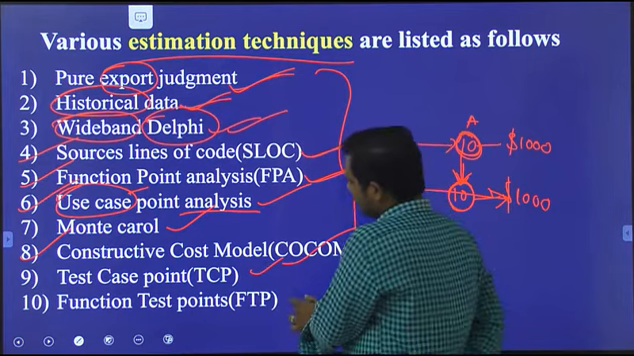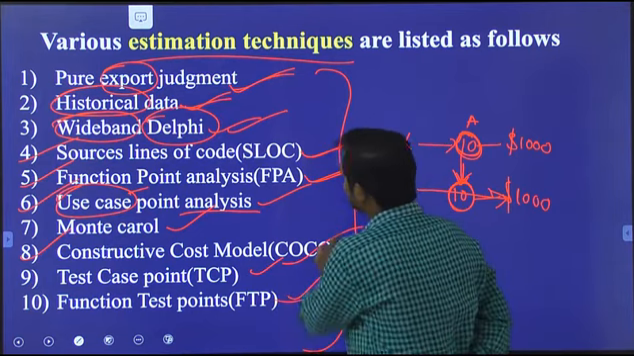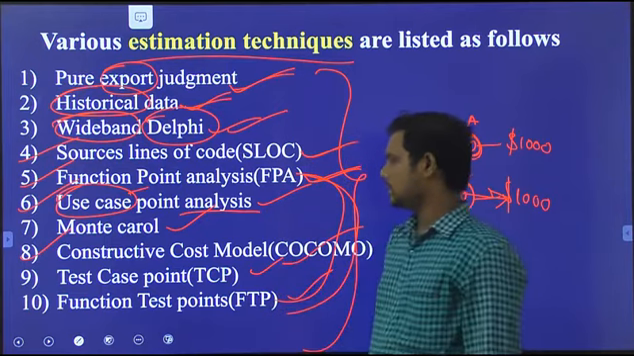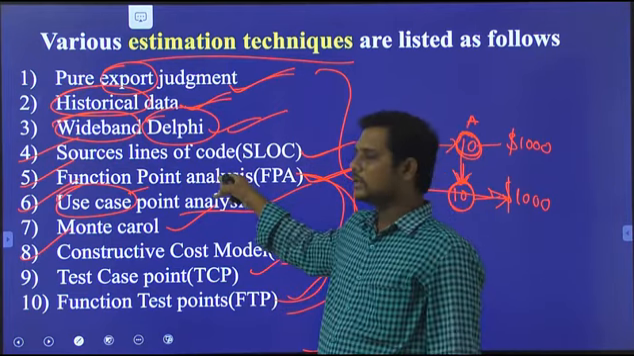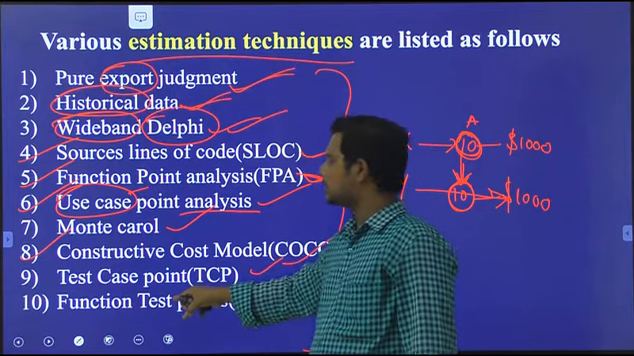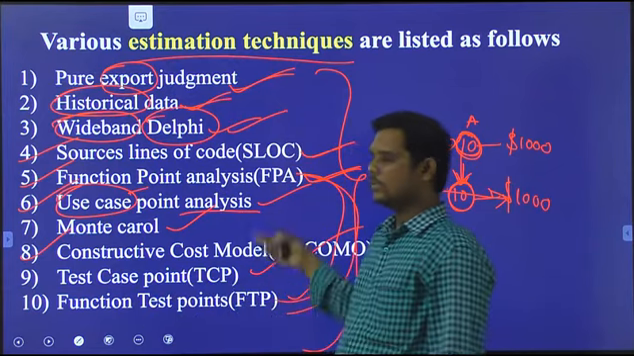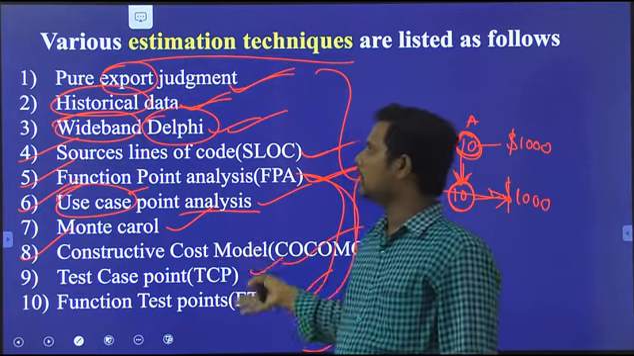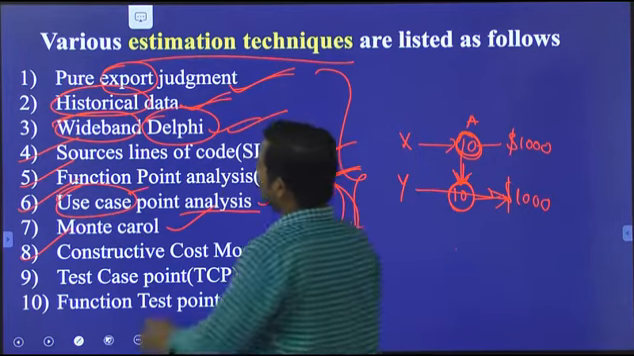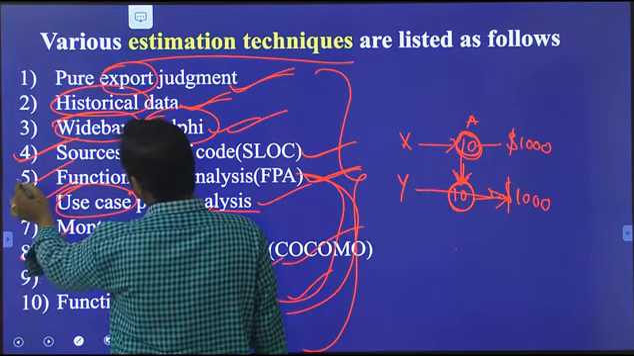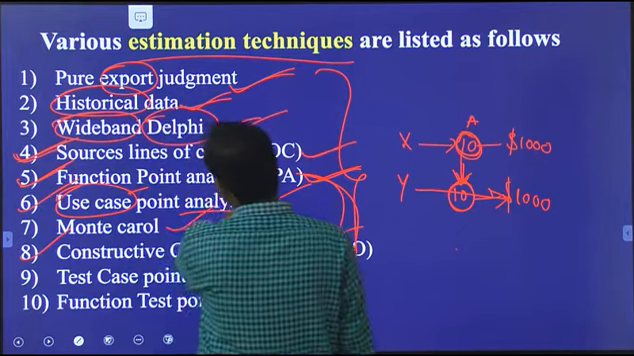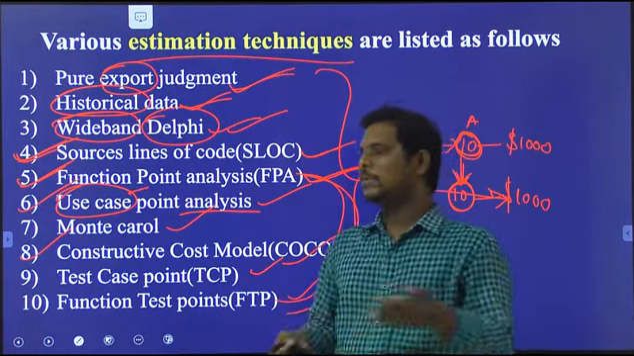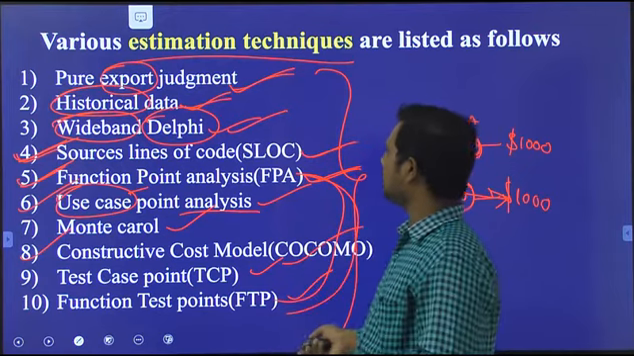And the last one is function point test case. These two are the same, I think: function point analysis and function point test cases. Here we are taking the functions, and each function test we are considering. So that is the difference. We can see these techniques one by one. In this class, I will first discuss two techniques, source lines of code and function point analysis. After that we will discuss the remaining ones.